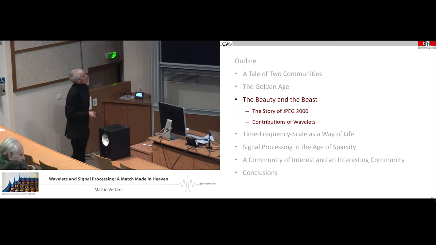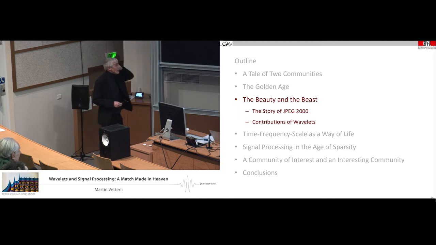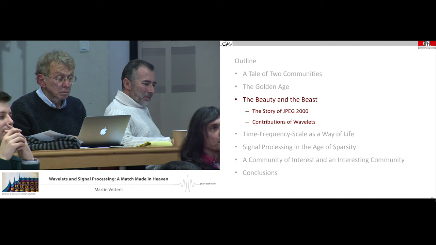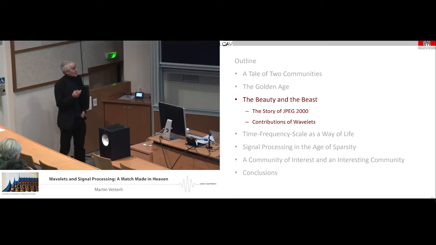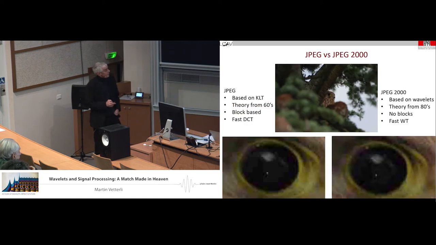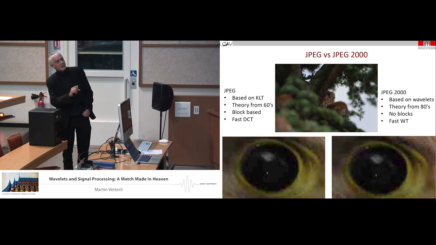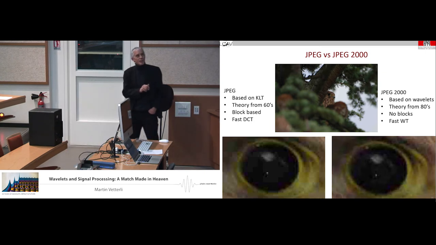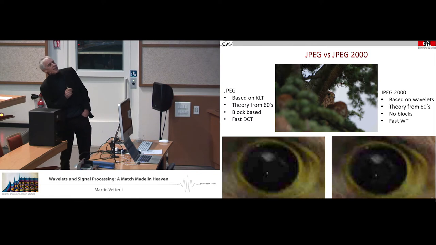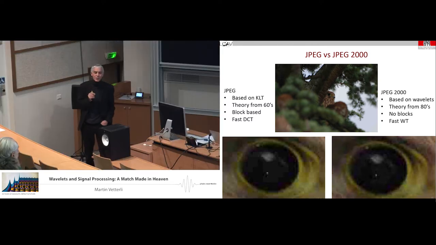So, the beauty and the beast. That's maybe important because it's also a word of care when we get carried away with new inventions. And that's the story of JPEG 2000. I asked my neighbor here in my garden, this bird, what he thought about resolution. He said, well, tell me if you are going to take the picture with JPEG or JPEG 2000. So we took it both ways.